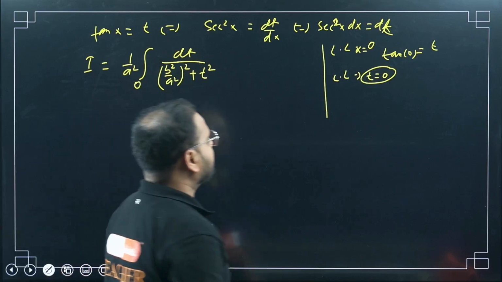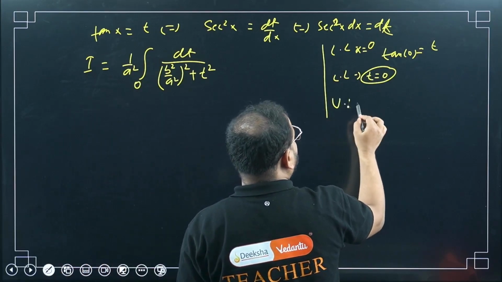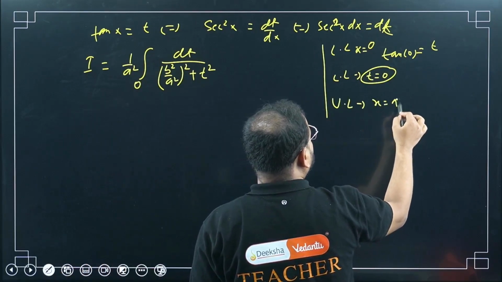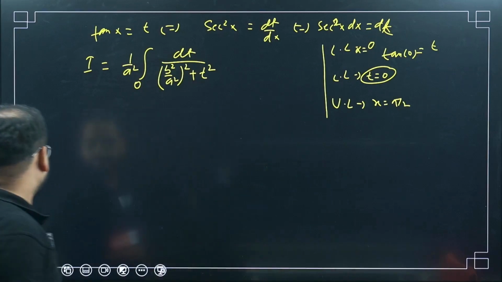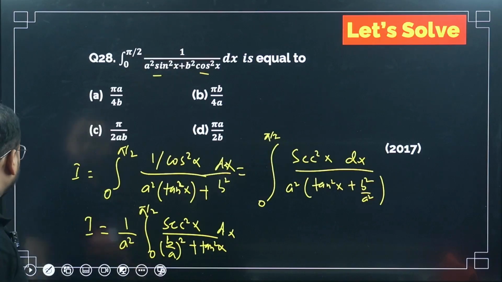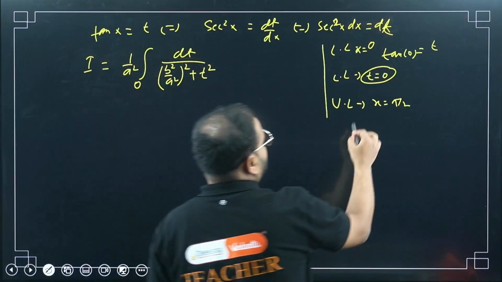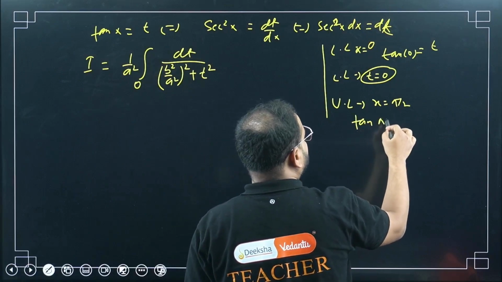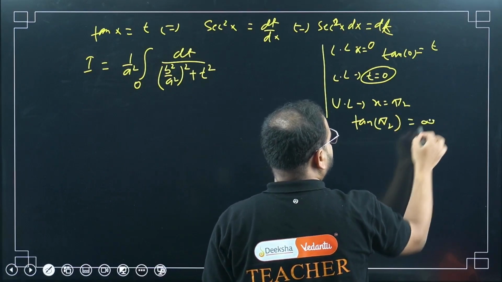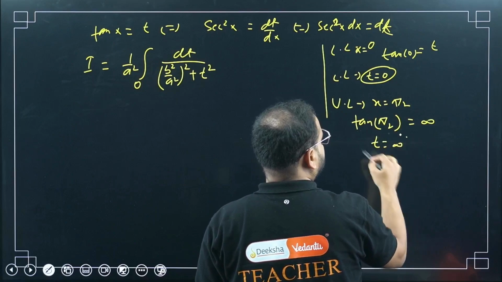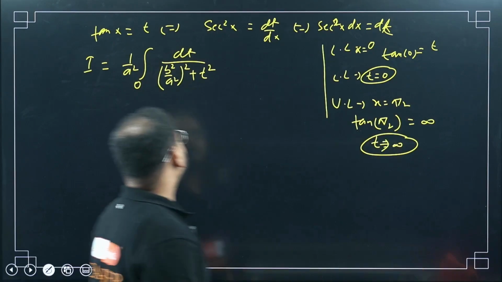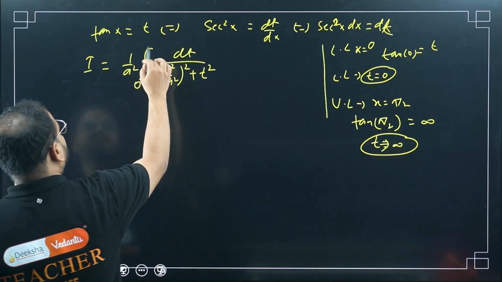What about the upper limit? Upper limit was x equals pi by 2. Please have a look. X equals pi by 2 is there. So I get tan of pi by 2. How much is this? Infinity. So what is my t value? t is tending to infinity. So I write this as infinity.